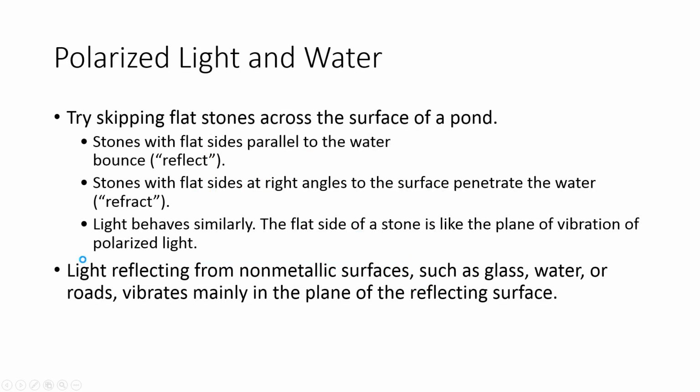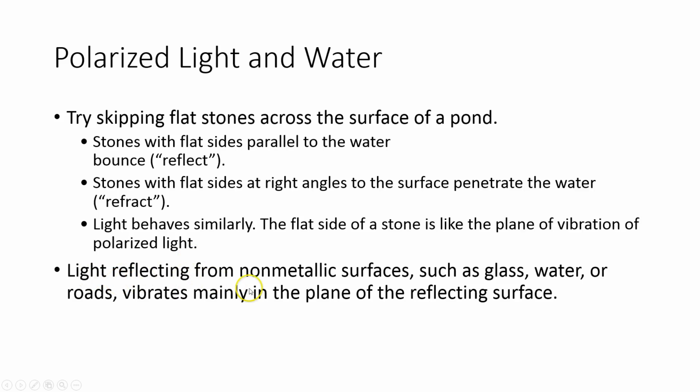The other way to polarize light instead of using a filter is to use water or a flat surface. If you try to skip flat stones across the surface of the pond, they will bounce parallel to the water. Okay? Stones with flat sides at right angles to the surface will actually go into the water. And light behaves the same way. The flat side of the stone is like the plane of vibration of that polarized light.